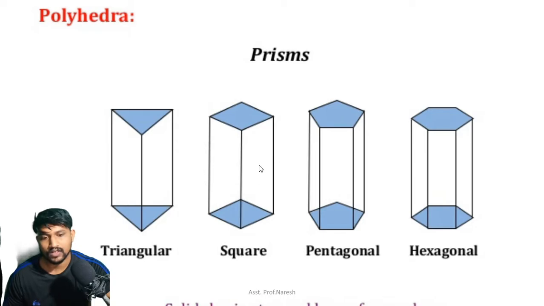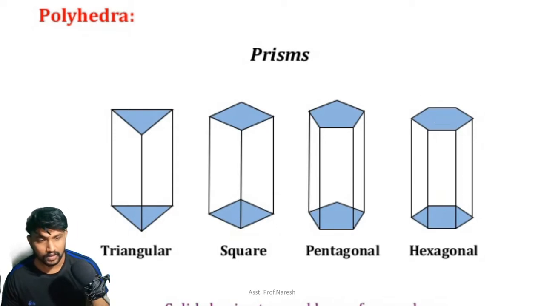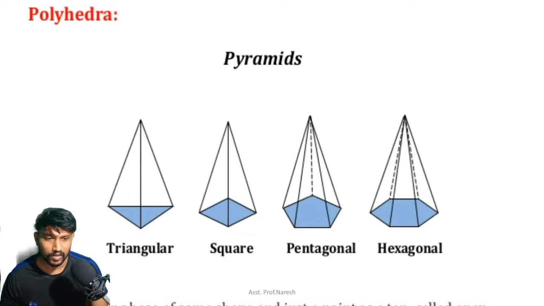All of them are connected with straight lines or straight edges. So this one is also a prism. Likewise it should have similar faces at the top and bottom-most side, and they are parallel. Okay, these are basic types of polyhedra. And this one is a pyramid.